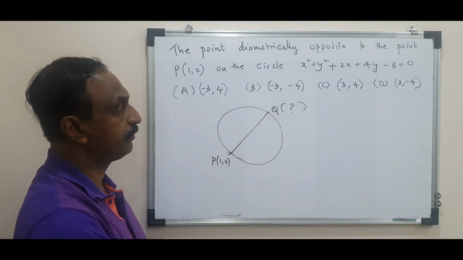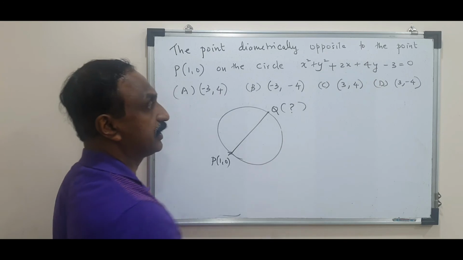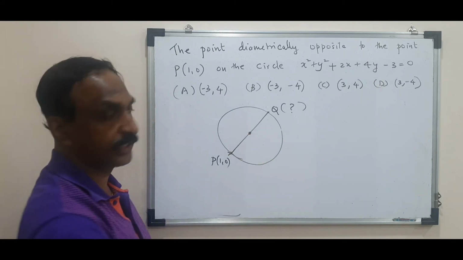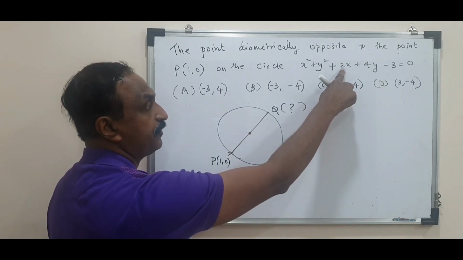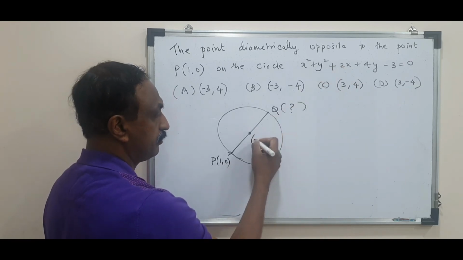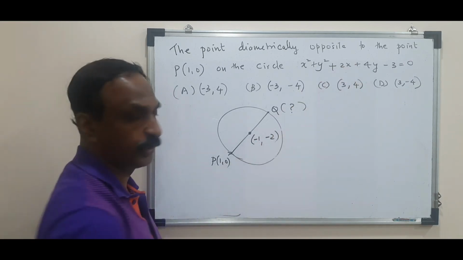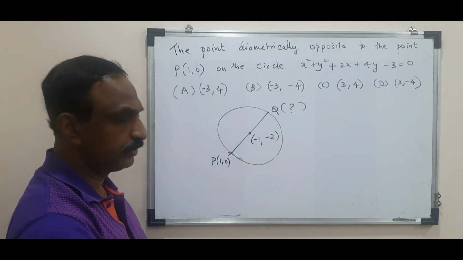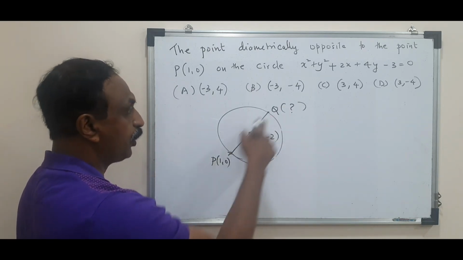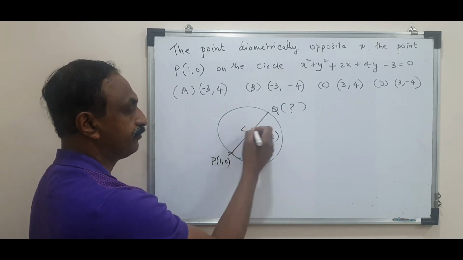The equation of the circle is given. What is the equation of the circle? This. Therefore, what is the center of the circle? Divide the coefficient of x by minus 2. Divide the coefficient of y by minus 2. So the center is (minus 1, 2), which means the midpoint of both points should be the center.